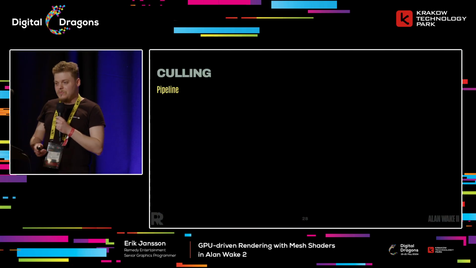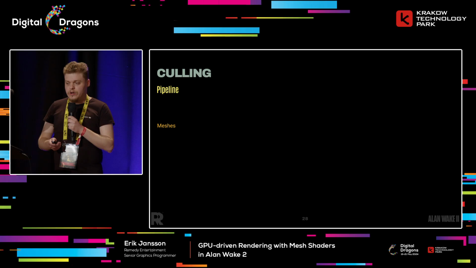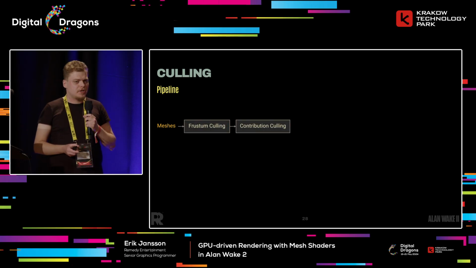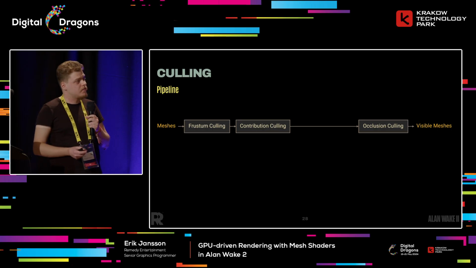So I'll now present the culling pipeline which we used. And this is actually very simple. We have meshes, which are actually mesh bounding spheres, which we use for culling. We then do frustum culling, contribution culling, which is culling small objects on the screen, and occlusion culling, which is culling objects behind other objects, and that's it. That's the visible meshes. And if this was the vertex shader pipeline, we would be done here.